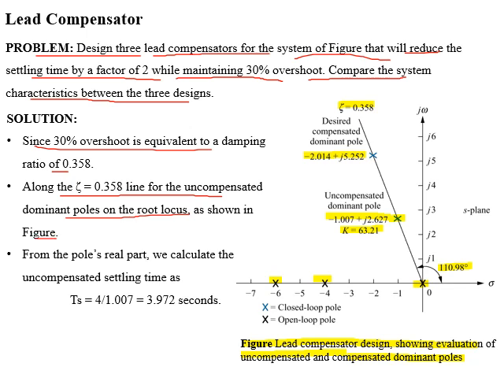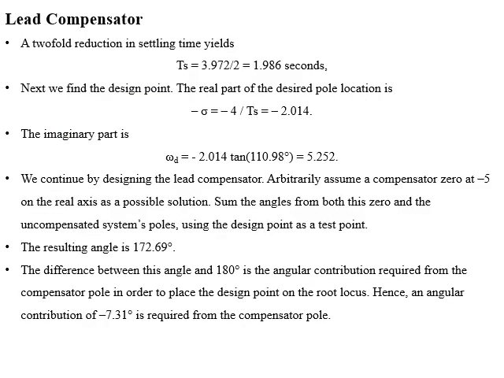And the uncompensated system intersects the radial line at the point -1.007 plus j2.627 with a gain of 63.21. And for this we will have a settling time of 4 divided by sigma, which equals 3.972 seconds. Dear students, now we know that the settling time of the uncompensated system operating at 30% overshoot is about 3.972 seconds.